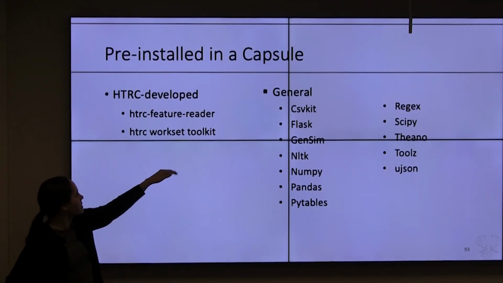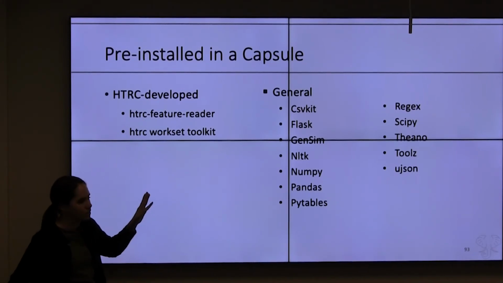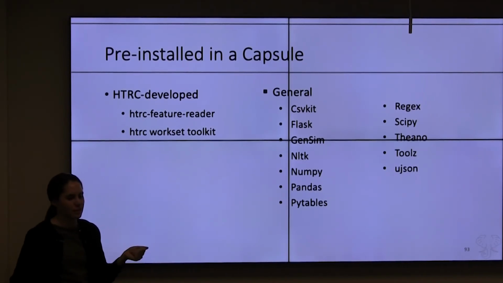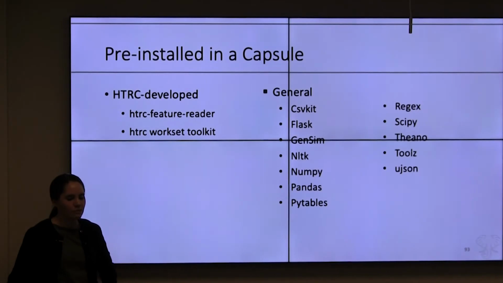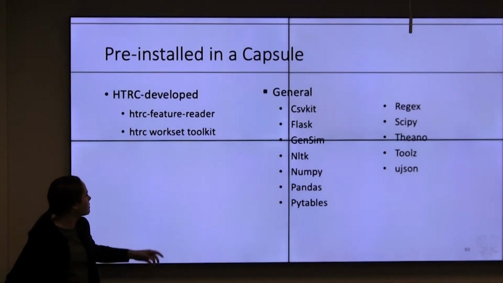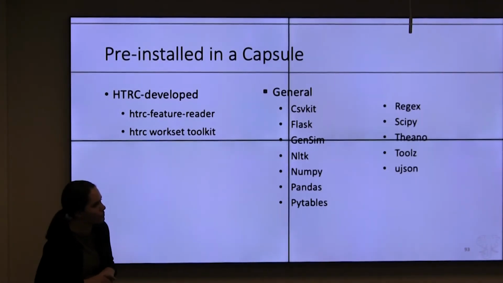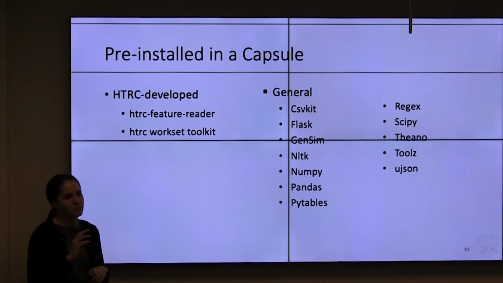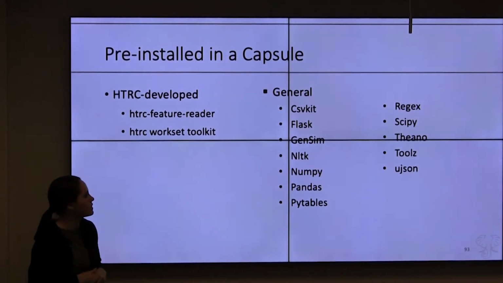But you also have access to a library called the Workset Toolkit. The Workset Toolkit is critical because it's what allows you to talk to the data API. So you don't have to write any special API request or formulate your query in a certain way. You just type in HTRC download and then the volumes that you would like to pull into your capsule. That could be in the form of a list of volume IDs, or a HathiTrust collection. You could give it the URL and it will move those in for you.